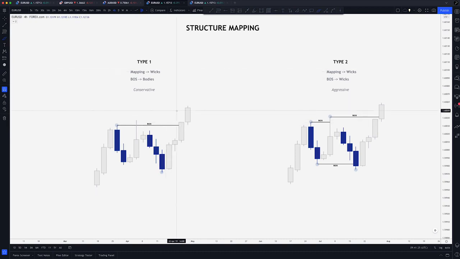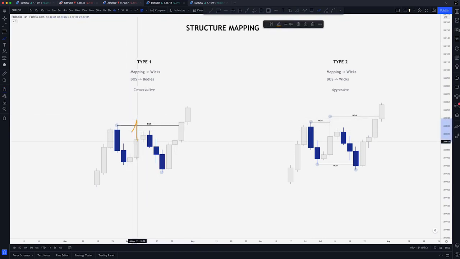to have occurred. So for type 1, when you draw your structure from the wick of the candle, you need to see a candle close above that swing high for there to be a break of structure. Now, this is a bit more of a conservative way of mapping your structure because it's going to take a lot more money, right, to actually get price to breach that high and to maintain above that high and to close above that high.